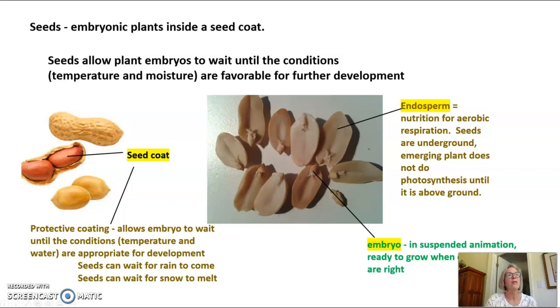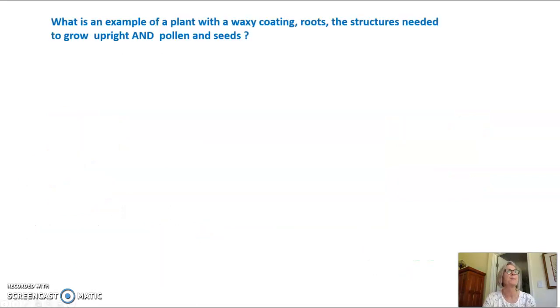The other thing you see if you break open a peanut is this tiny plant embryo, and that is right here where you can see I'm circling the arrow. This is a partially developed plant in suspended animation. You can see the beginnings of leaves there and the beginnings of a root. It's ready to grow when the conditions are right, and when the conditions are right in terms of temperature and moisture, this seed will begin to develop, initially doing respiration using the sugars in the endosperm until the plant grows above ground and it can begin doing photosynthesis.